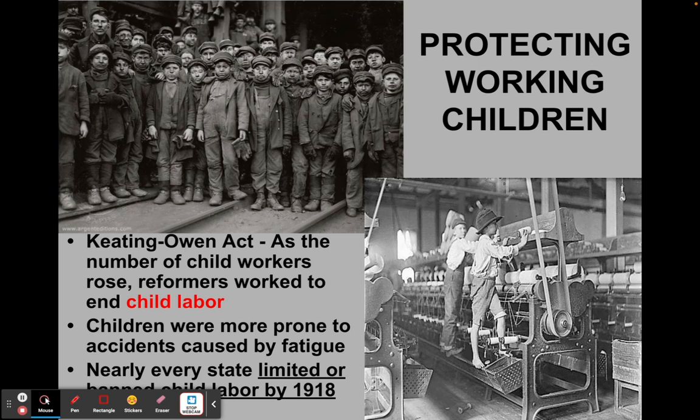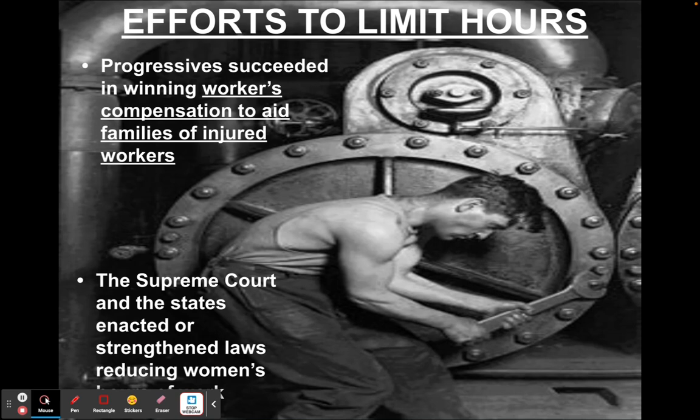So many progressive reformers will work to end child labor. Nearly every state had limited or banned child labor by 1918. So today, obviously, there's regulations in place. If you want to get a job, you have to be a certain age and get a worker's permit, especially if you're still a student, in order to get a job.